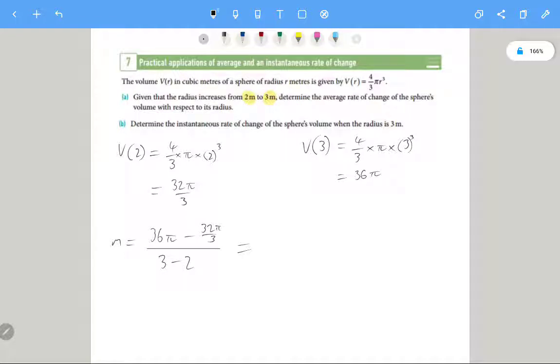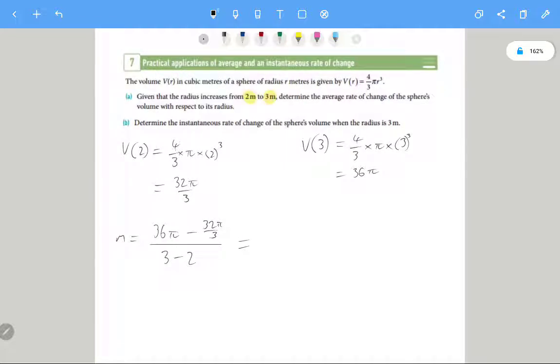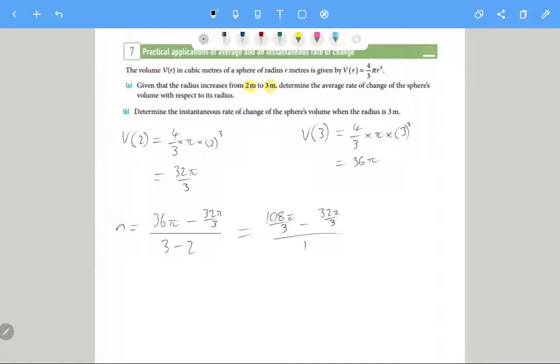Alrighty, so in order to evaluate this, mostly we're going to have to worry about the top. 36 pi is not in thirds, so let's make it in thirds. 36 times 3 is 108 pi on 3 minus 32 pi on 3, all over 1. Well, dividing by 1 does not do much, so we don't have to worry about that. 108 minus 32 is 76 pi on 3. Alrighty, so that is the gradient there. So it's the average rate of change between 2 and 3 meters of radius.